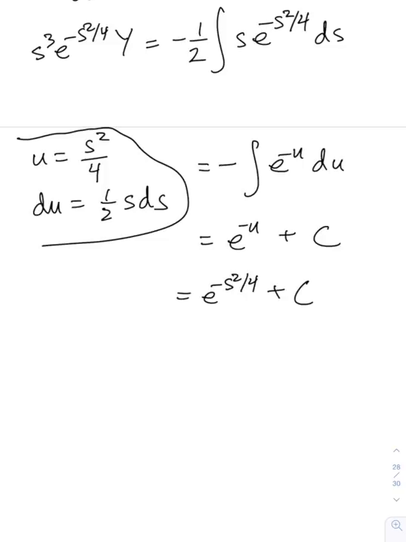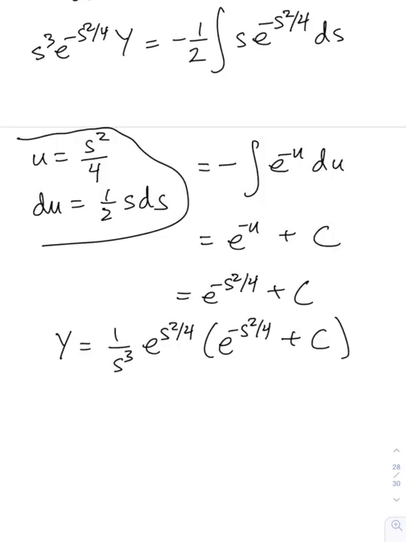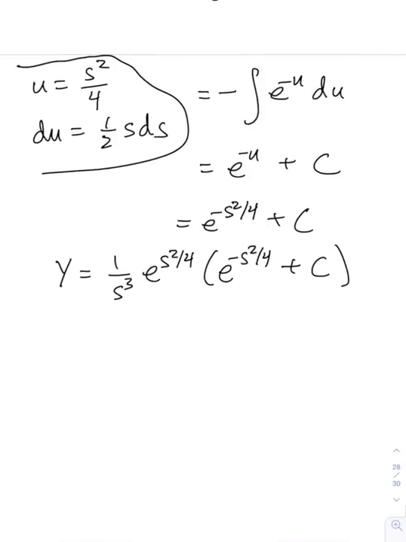Finally, solving for Y, capital Y is 1 over s cubed e to the positive s squared over 4 times (e to the negative s squared over 4 plus C). And we can simplify that by multiplying it out. I get 1 over s cubed plus C over s cubed e to the s squared over 4.